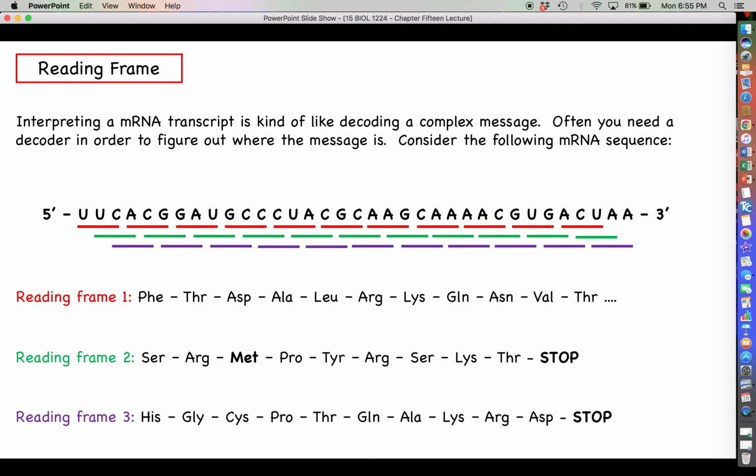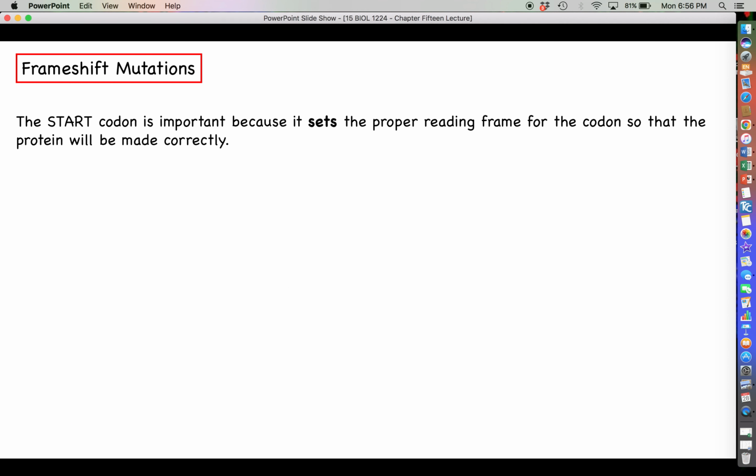So the reason why I bring this up is because every messenger RNA transcript has 3 potential reading frames, but only one of those reading frames is actually correct and includes the correct message and the correct instructions for building the protein. The way that we ensure that we always pick the correct reading frame is by making it such that protein synthesis does not start until you encounter the start codon. The start codon sets the reading frame and ensures that the correct information gets translated into protein.